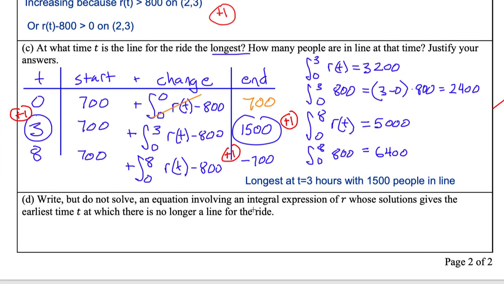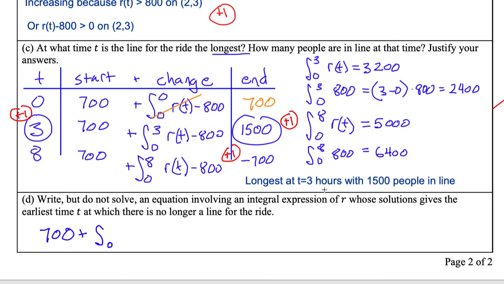And D: write but do not solve an equation whose solution gives the earliest time when there is no longer a line. So obviously it doesn't happen right at the end because we had a negative 700. So we basically just need to set our integral equal to 0. So we do start plus change, set that equals 0, and we're done. So start was 700 plus the change from 0 to we don't know. So we'll say 0 to r. No, 0 to, it's an expression of r.